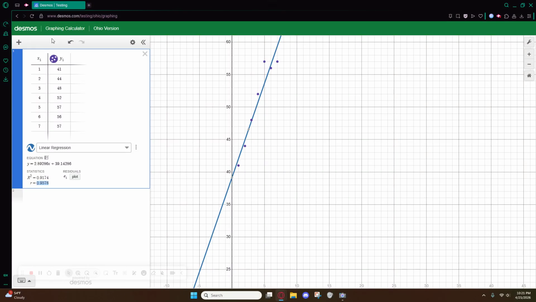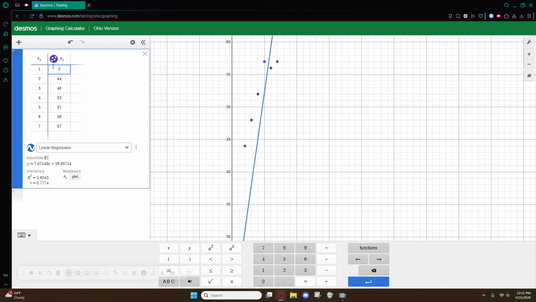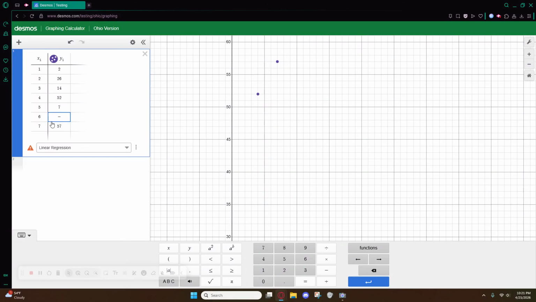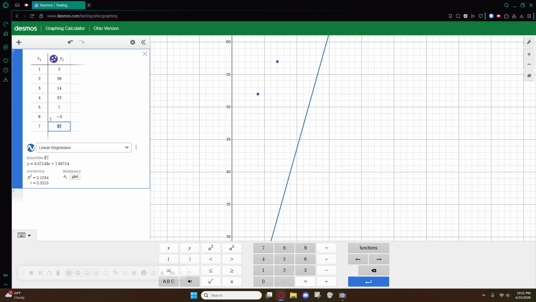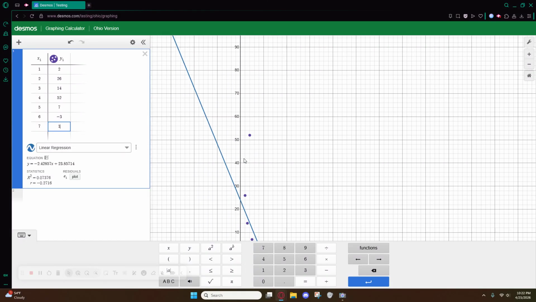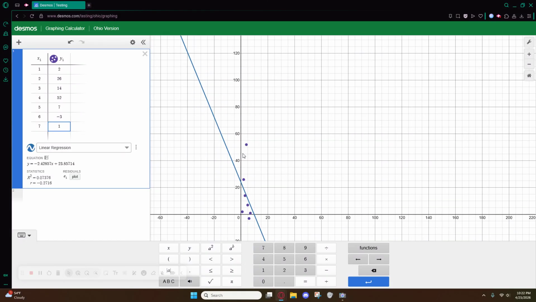Because the line is very close to all those points. If I were to change a couple of these, make this like 2, that like 26, that like 14, this like 7, this like negative 6, negative 3, you'll see that the correlation is getting worse and worse and worse. And now our correlation is actually negative because the line started tilting negative. So this line is nowhere close to most of our points, so it has a bad correlation. It is a weak correlation.